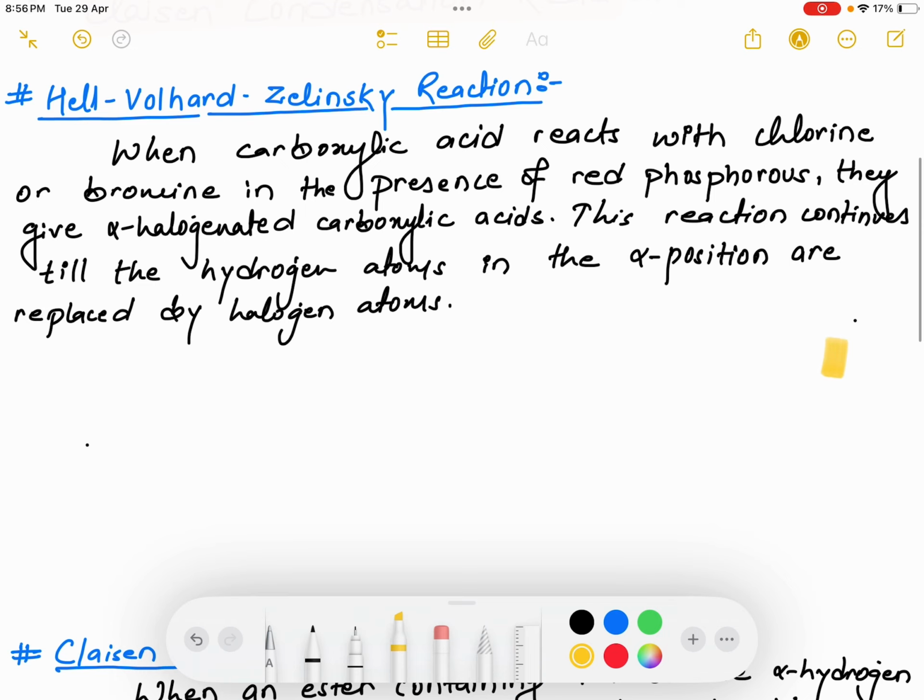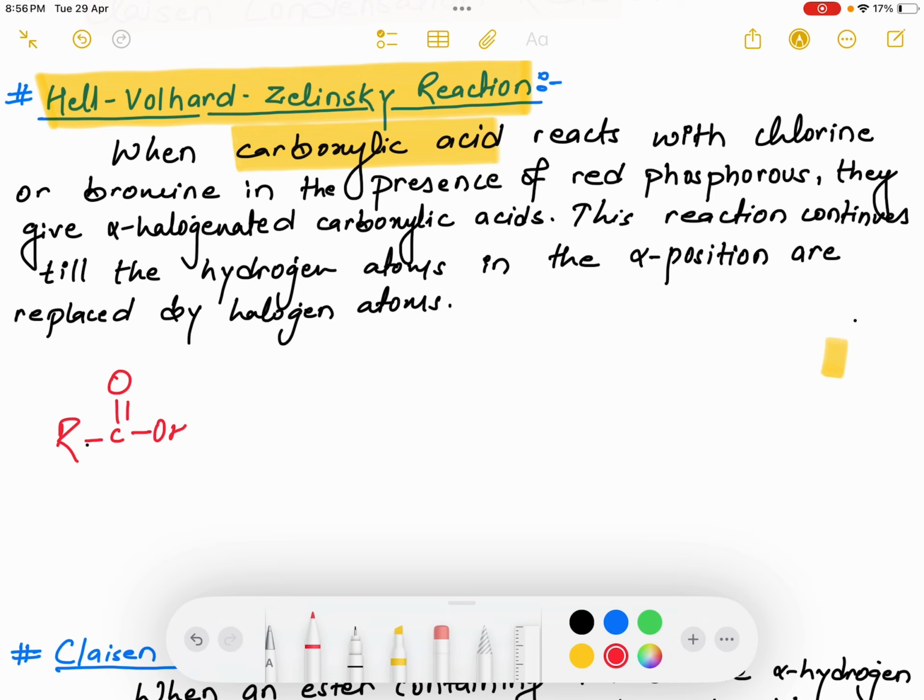So the very first reaction, that is the Hell-Vollard-Zelinsky reaction, what is it saying? It's simply saying that when a carboxylic acid reacts with, so we need a carboxylic acid. Let me take a carboxylic acid, R, C double bond O, OH. When the carboxylic acid reacts with chlorine or bromine in the presence of red phosphorus, so any of them can be used.